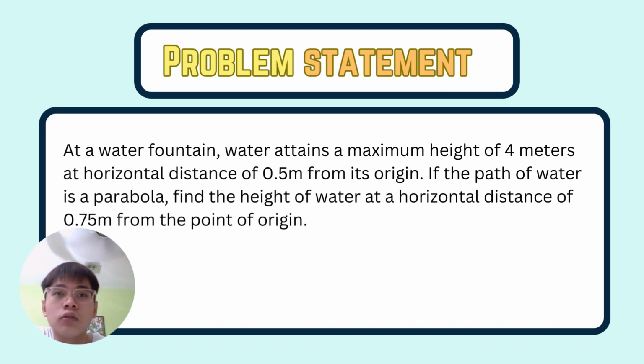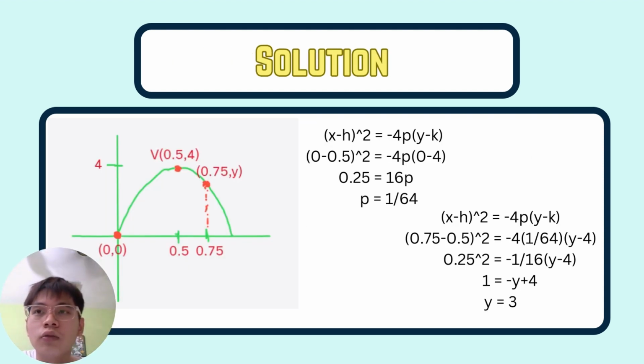Okay, so in this question, the water is a parabola. Firstly, we need to sketch out the graph. After we sketch the graph out, we need to write down all the data given. From the question, we know that the vertex is (0.5, 4), and the origin is a point on the parabola. We want to find the unknown y when x equals 0.75. So we write down the equation first: (x minus h) squared equals negative 4p times (y minus k).